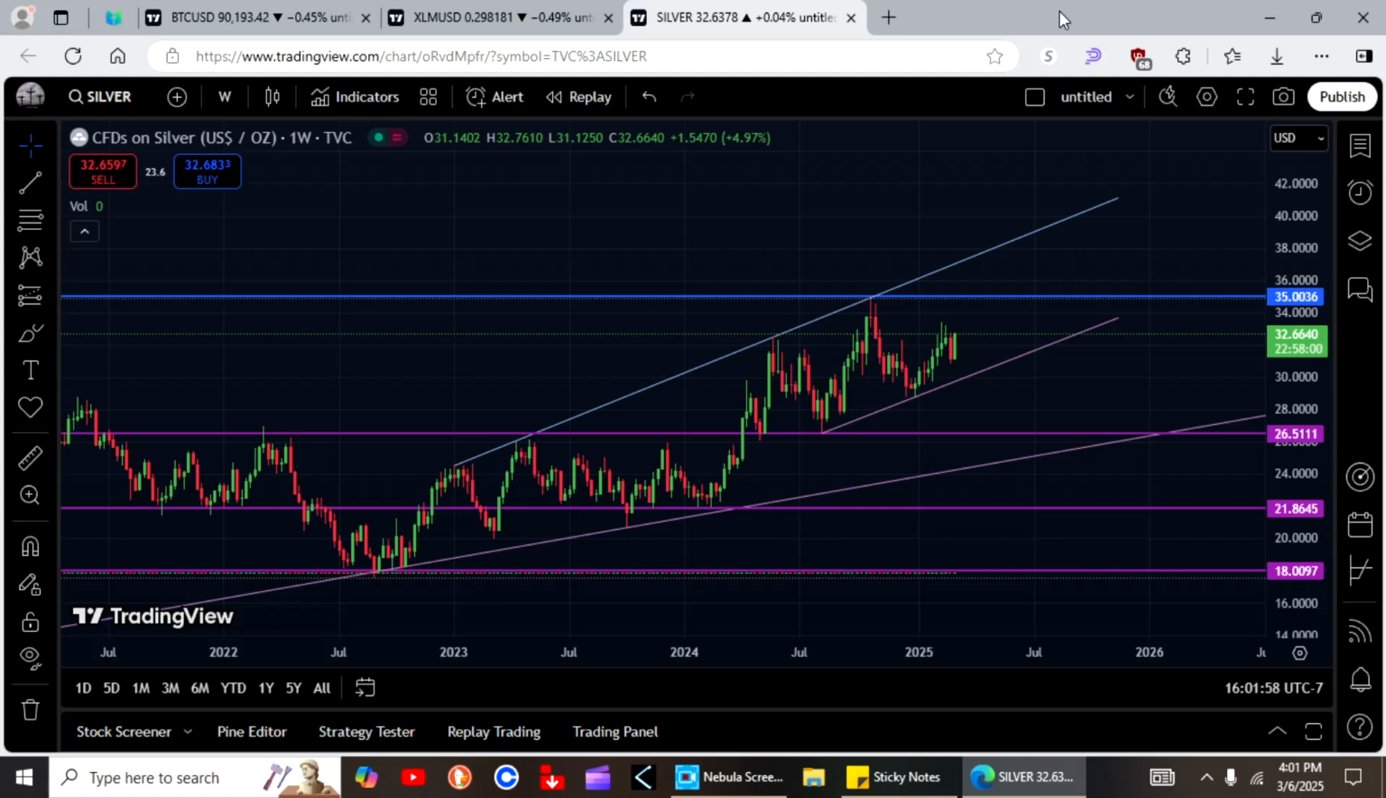But this is a silver chart for March 6th, 2025. And then I'll show you guys next month where we're at. I think we should be around here. Around here. We'll see. And then a big correction's coming, is what I think.